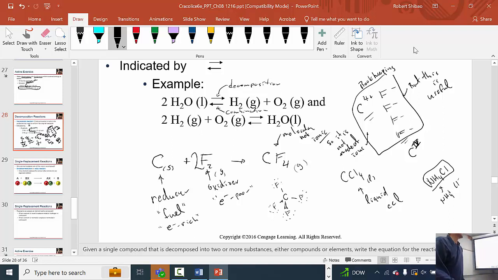So something like carbon tetrafluoride, is carbon tetrafluoride a good fuel? No, this would be a very poor fuel. It would be a very, very poor fuel because carbon is in the +4. It has no more electrons to give. And then fluorine's in the -1. Yes, fluorine's in the -1, but fluorine doesn't want to let go of that. It wants to be -1 and it stays there to make fluoride.